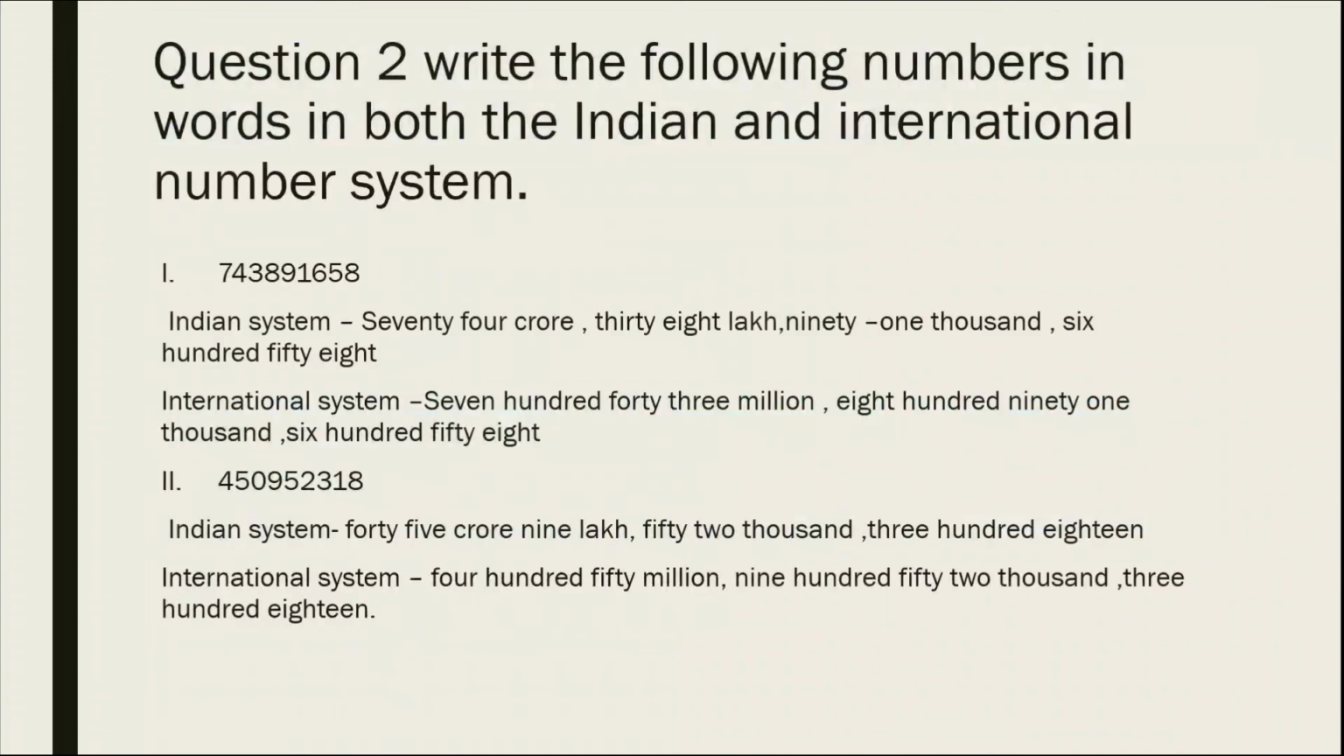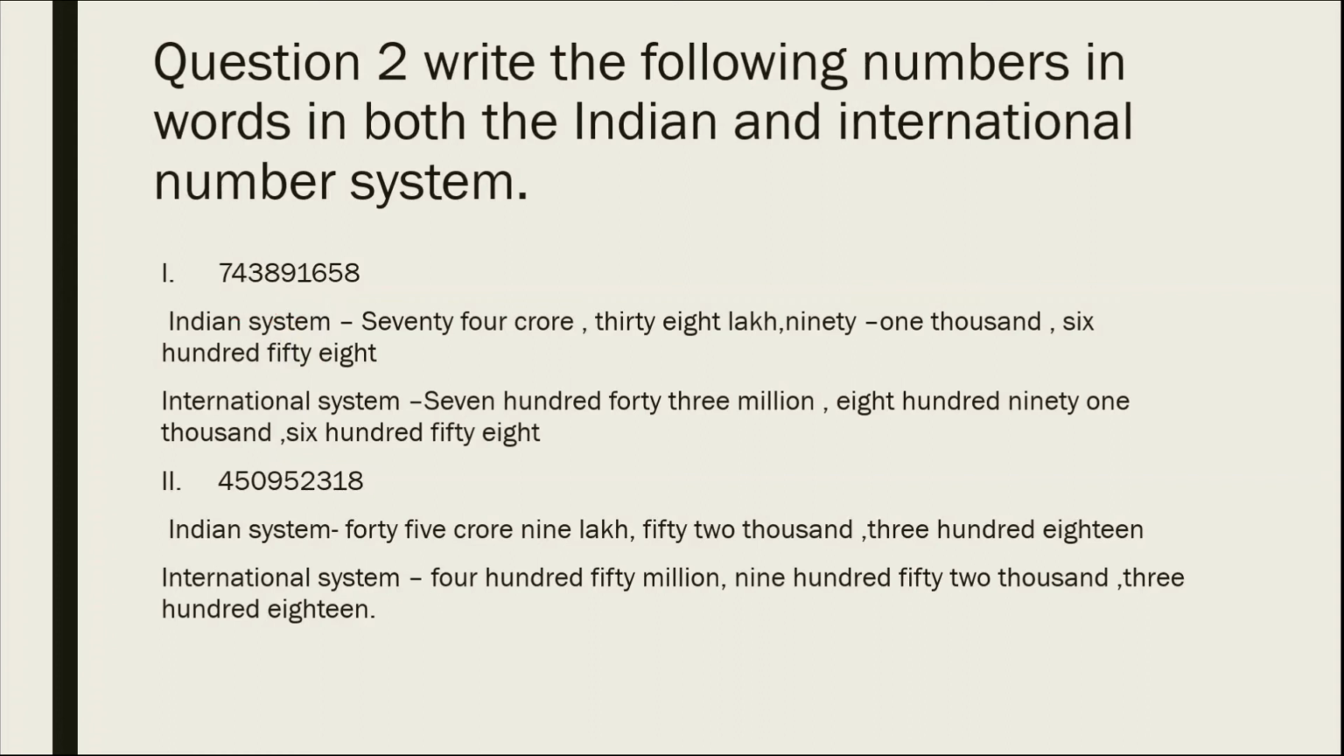So 99,652,059. Now question number 2, write the following numbers in words in both the Indian and international number systems. So our first question is 743891658. Now the Indian system, right? First of all you have to put the commas. Suppose here the comma will be after 1, and here between 8 and 9, and here between 4 and 3. According to that you have to read.